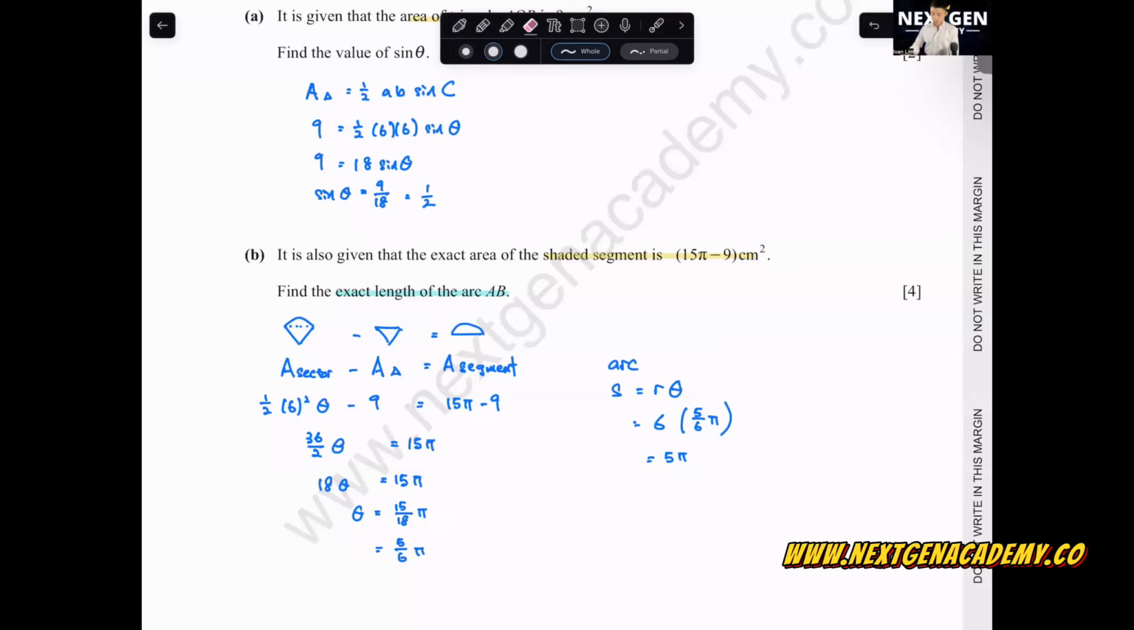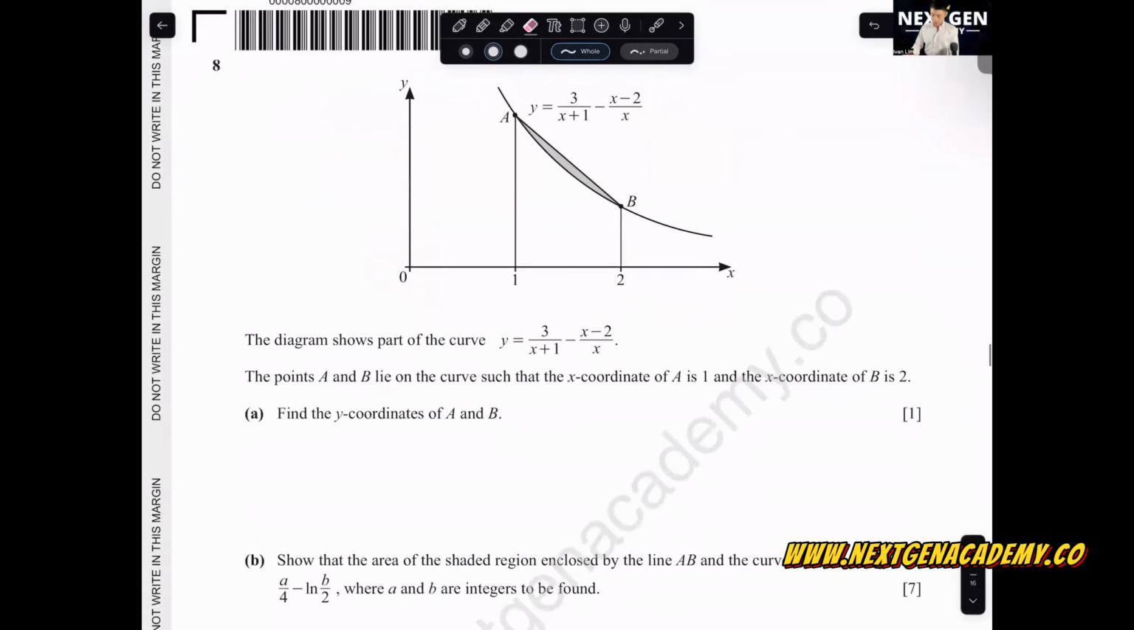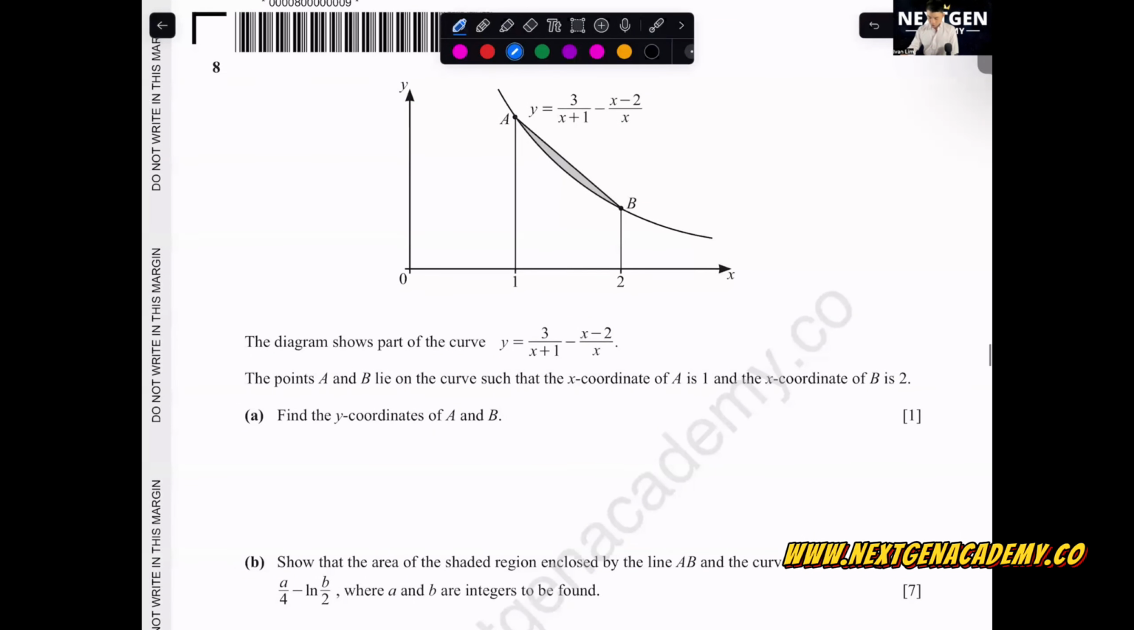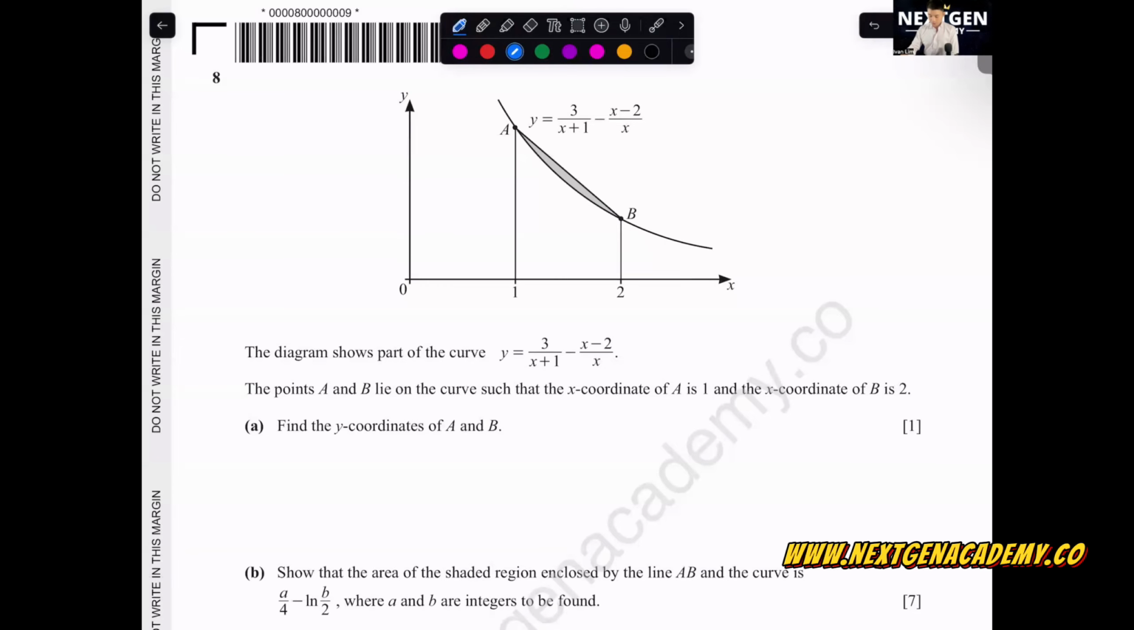Let's go to question number 8. The diagram shows part of the curve y equals 3 over x plus 1 minus x minus 2 over x. The points A and B lie on the curve such that the x-coordinate of A is 1 and the x-coordinate of B is 2. Find the y-coordinates of A and B. We are going to substitute x equals 1 for A. Then for B is x equals 2. So y equals 3 over 1 plus 1 minus 1 minus 2 over 1.